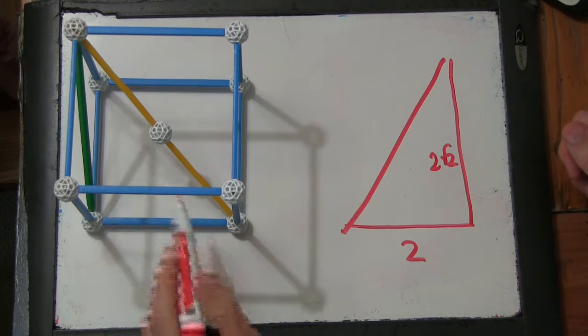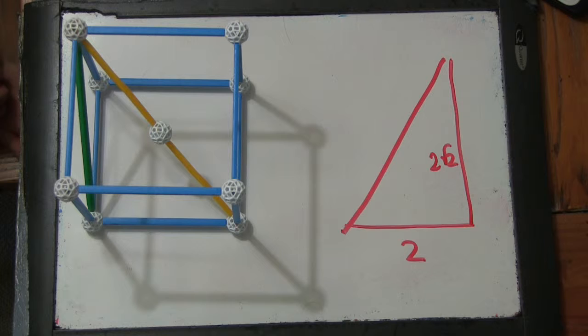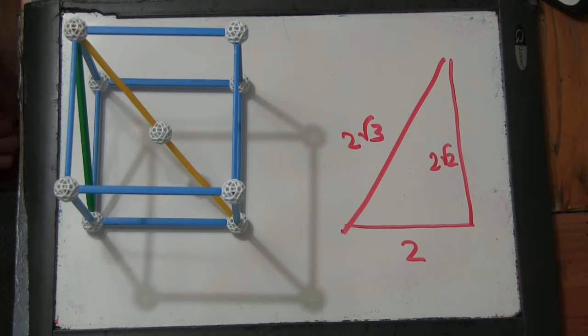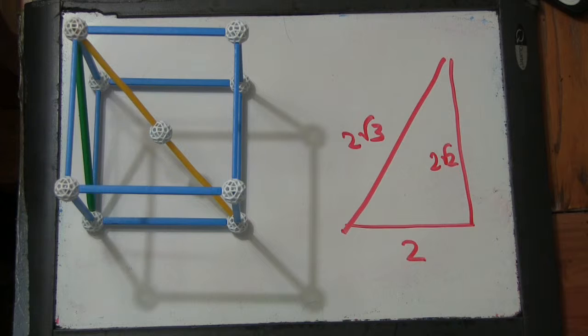Right, and how long is the yellow piece? That would be 2 root 3. Okay. So what kind of triangle is this? It's a 1, root 2, root 3. Yeah. So we can say something about the triangle. It's just that we don't know those angles.